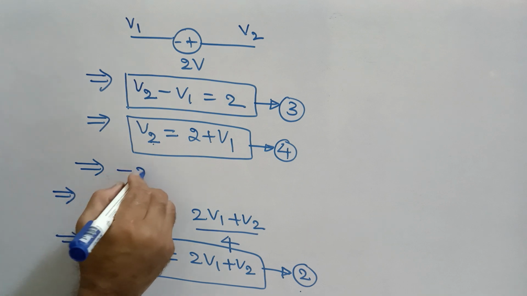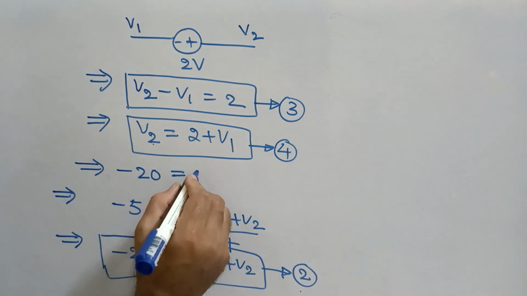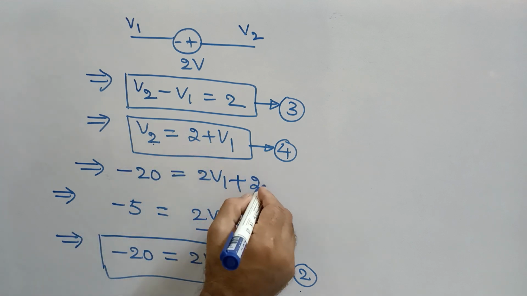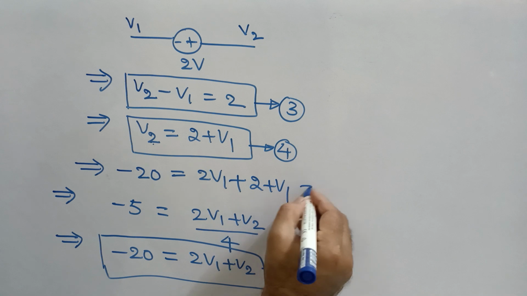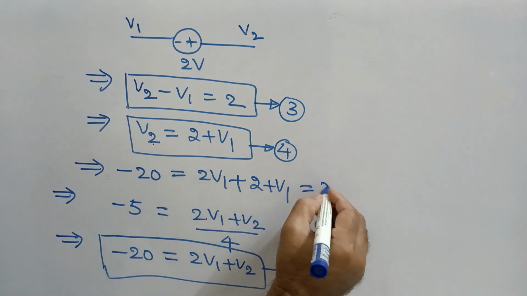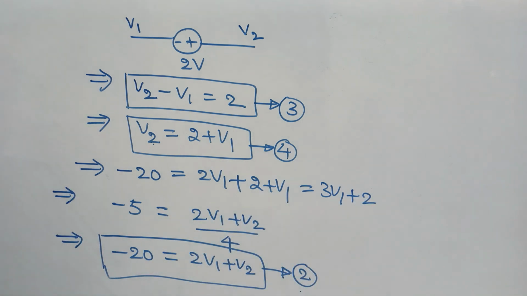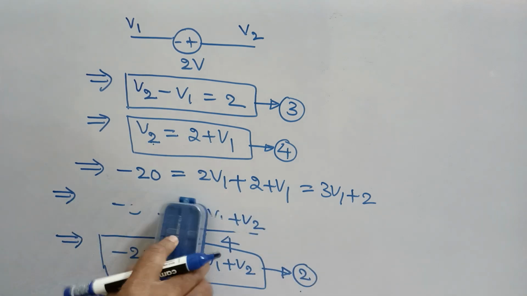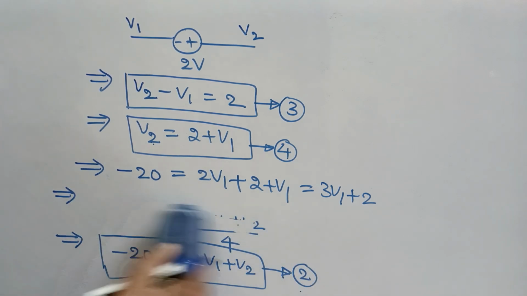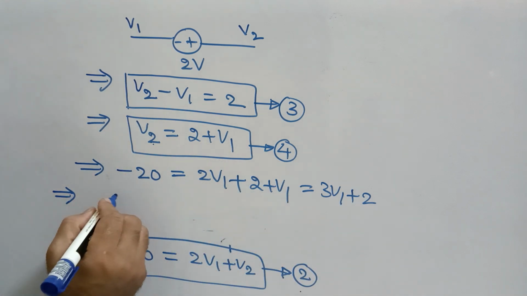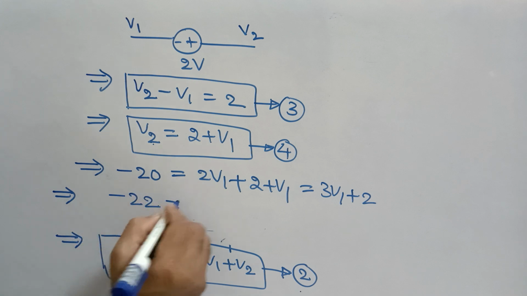Then what you will get is minus 20 is equal to 2V1 plus V2. What is your V2? 2 plus V1. Therefore, this implies 2V1 plus V1 is 3V1, is it not? Plus 2. And if you bring that 2 to the left side, definitely it will be plus 2, so it becomes minus 22 is equal to 3V1.